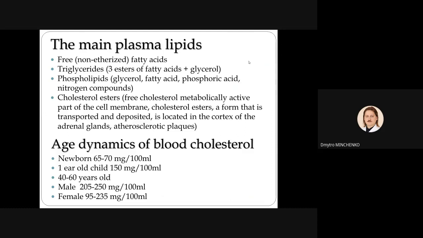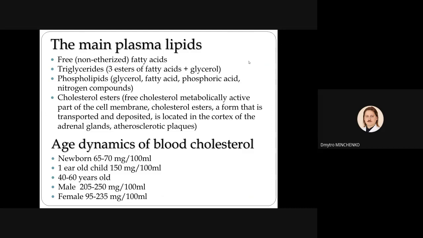Main plasma lipids. We have non-esterified fatty acids. Triglycerides, which give us three esters of fatty acids with glycerol. Phospholipids: glycerol, fatty acids, phosphoric acid, nitrogen compounds. Cholesterol: free cholesterol, metabolically active, part of the cell membrane; cholesterol esters, a form that is transported and deposited, is located in the cortex of the adrenal glands as a precursor of the corticosteroids.